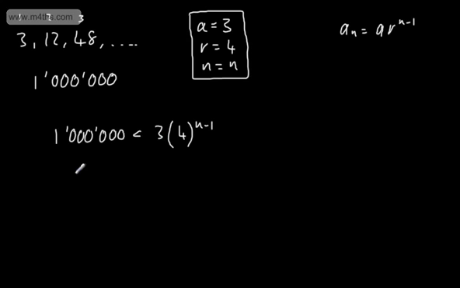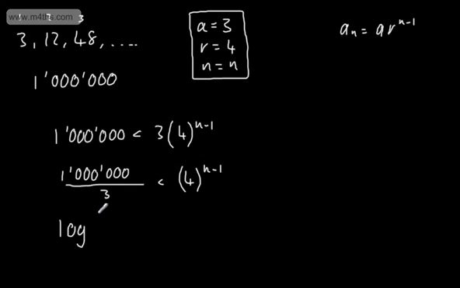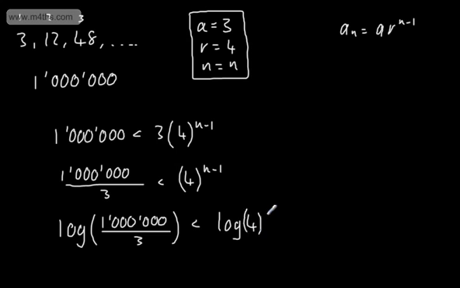So the first thing I'm going to do is divide both sides by 3. So we have 1 million divided by 3 will be now strictly less than 4 to the power of n minus 1. At this stage, we take logs of both sides. So using base 10, I take log base 10 now of 1 million, and then we're going to divide that by 3, and that now will be strictly less than log, and again, base 10 of 4 to the power of n minus 1. Using the log laws, I can bring the power of n minus 1 down.